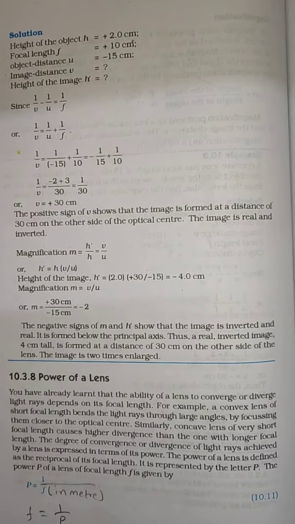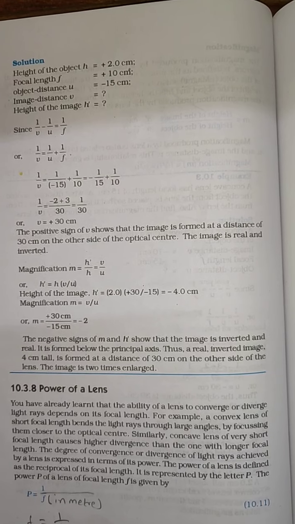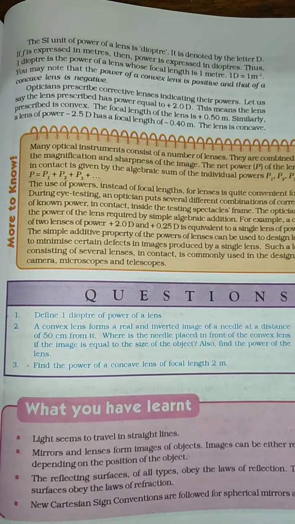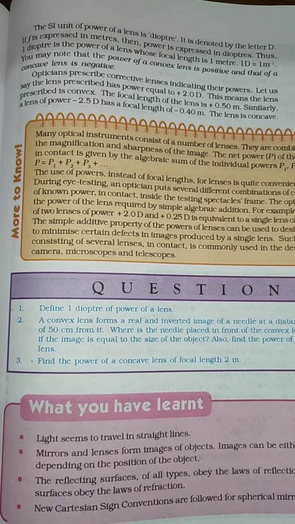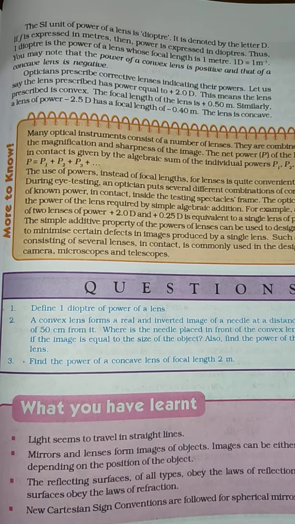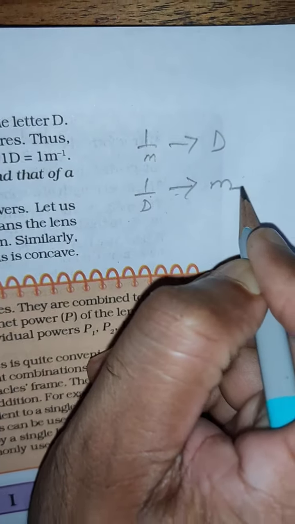And please remember that power of a lens for a concave lens will always be negative, and for a convex lens power will always be positive. And the standard unit for power of lens is diopter, which can be expressed in terms of the letter D. That means 1 by meter makes diopter. Because power of lens is 1 by focal length, which is expressed in terms of meter, that's why you can remember it like this also: 1 by meter is your diopter. So please remember that the standard unit for power of lens is diopter. It can be expressed in terms of the letter D.